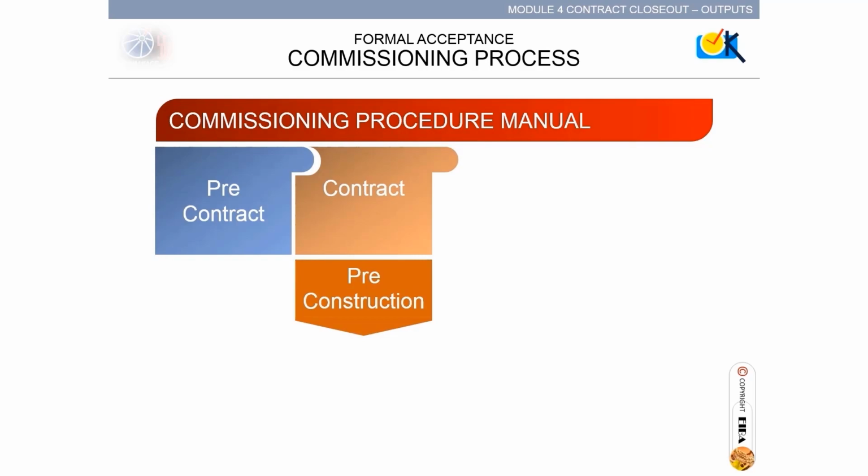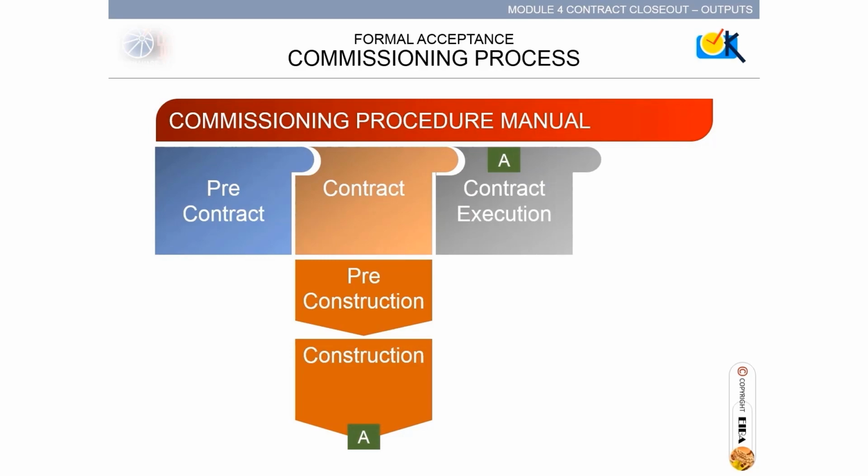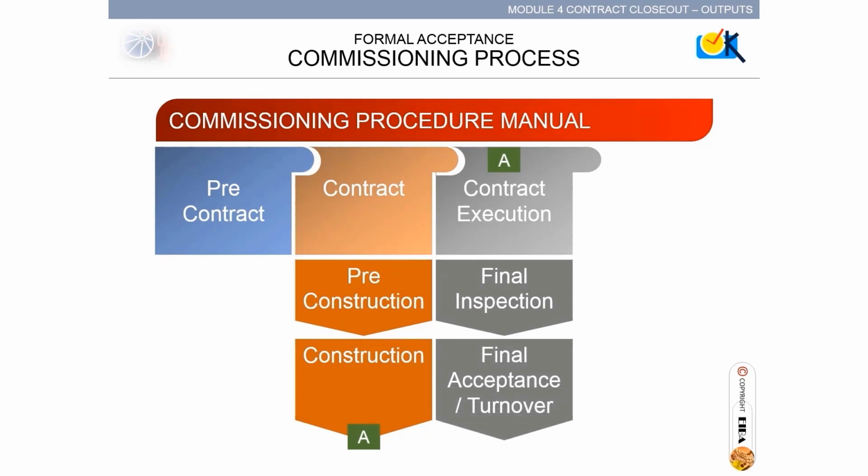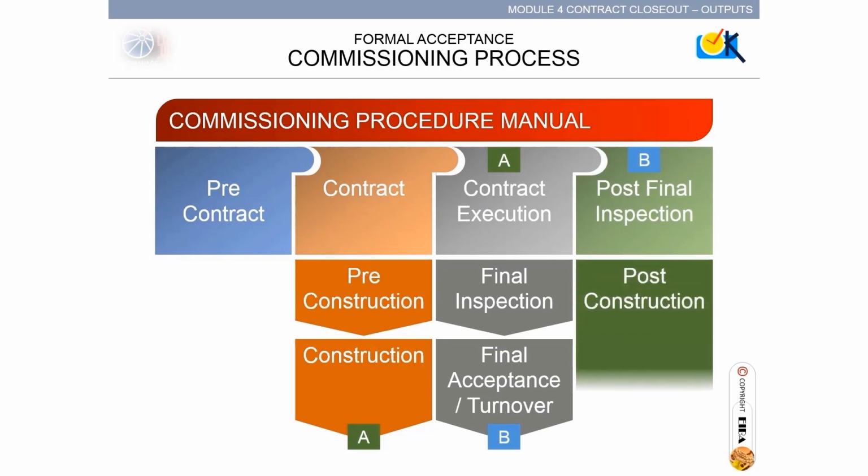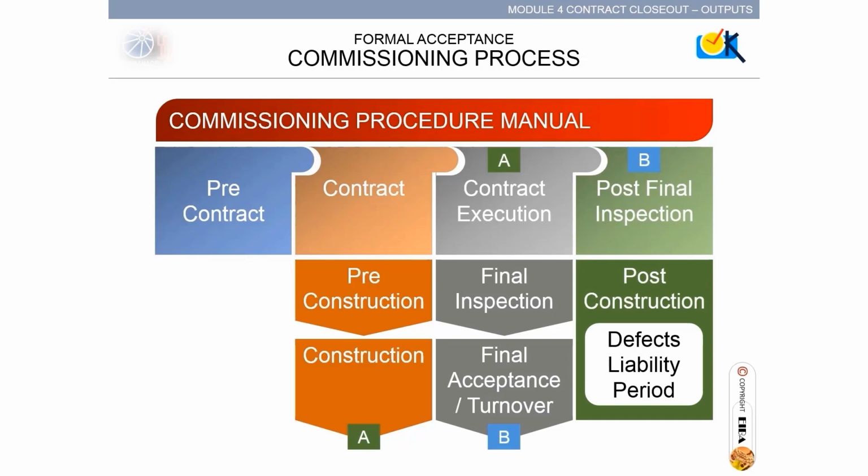To pre-construction, commissioning planning and scheduling. To construction, installation according to the plan and schedule. To contract execution, completion of the installations. To final inspection, testing, and commissioning. To final acceptance, turnover, satisfaction of the performance criteria. To post-final inspection, sustainable performance verification. To post-construction, life cycle, and integrity testing. And ending with defects liability period up to the agreed duration.